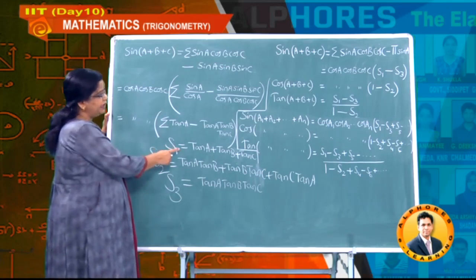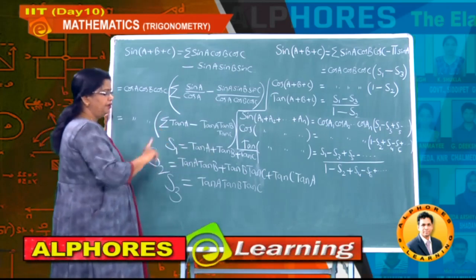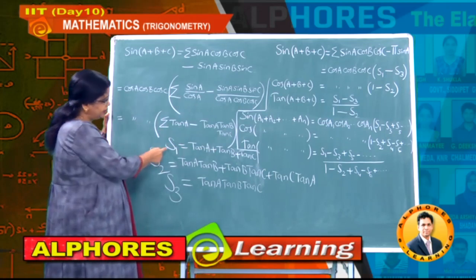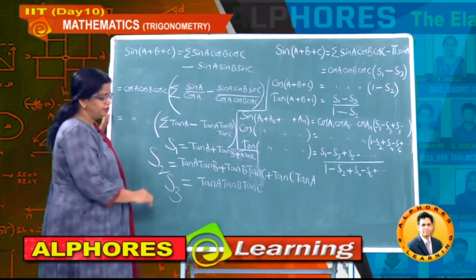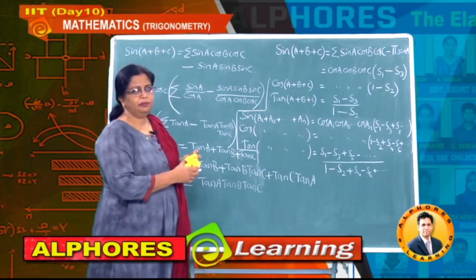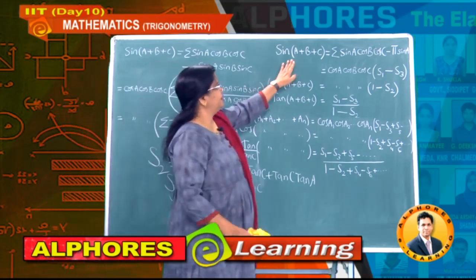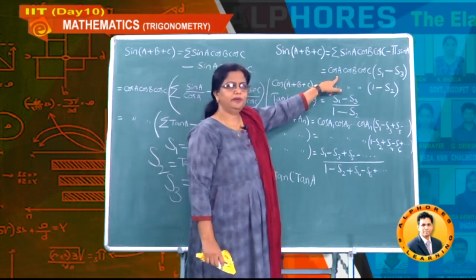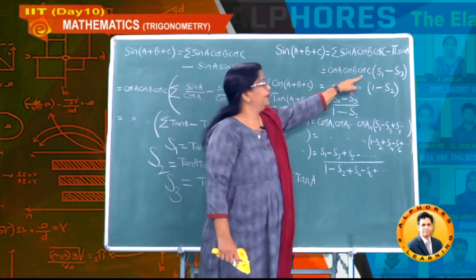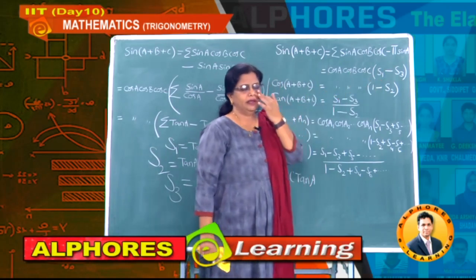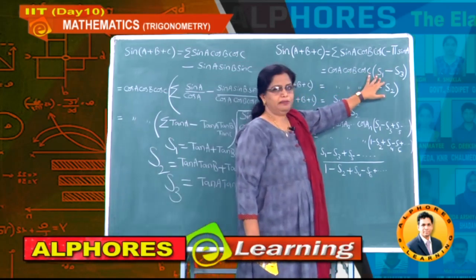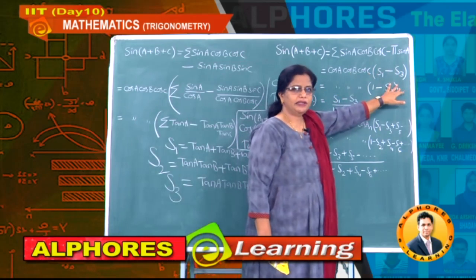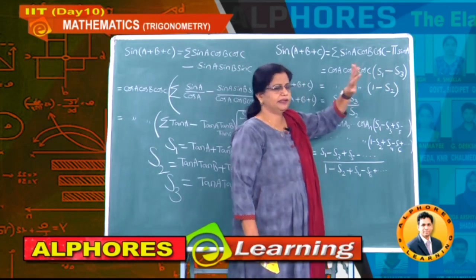So, instead of writing every time tan A plus tan B, or sigma tan A, this is the easy representation to remember, especially for our formulae. That is why we introduced: sin of A plus B plus C equals what is the value? Cos A cos B cos C into S1 minus S3. S1 means tan A plus tan B plus tan C, minus S3 means tan A tan B tan C.